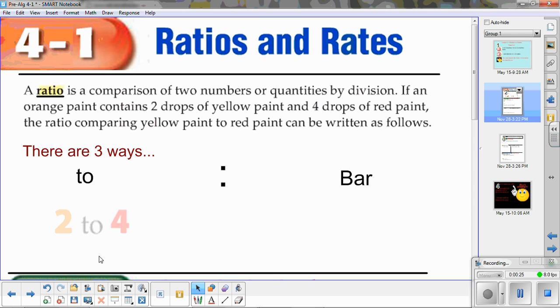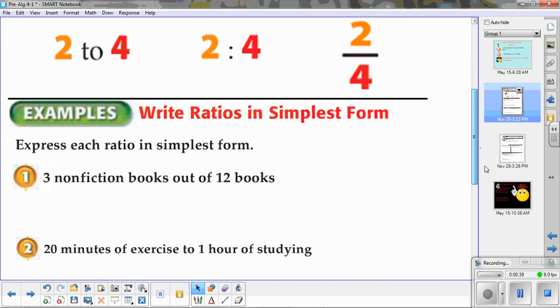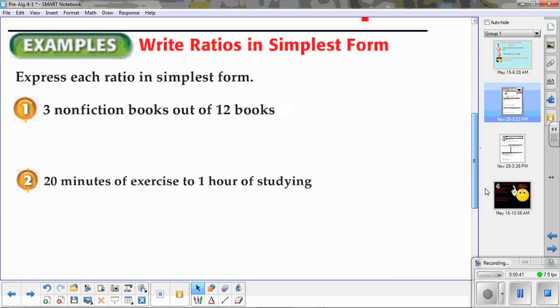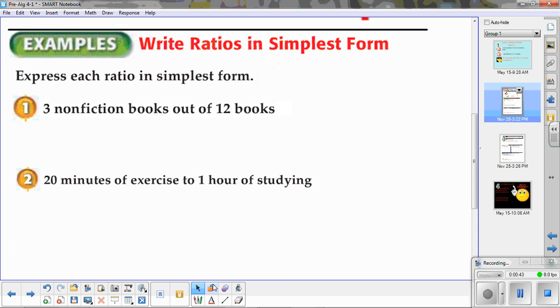You can use the word: 2 to 4. Notice the 2 is first and then the 4 because we're comparing yellow to red. Or you can use the colon, or you can use the fraction bar. In our first couple examples, we'll be writing ratios in simplest form.